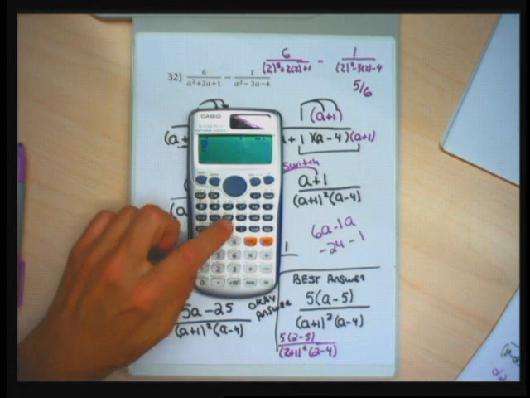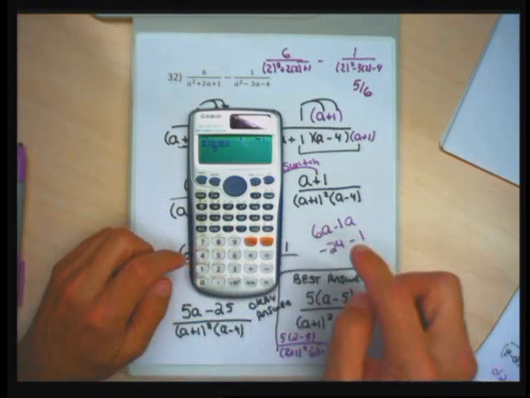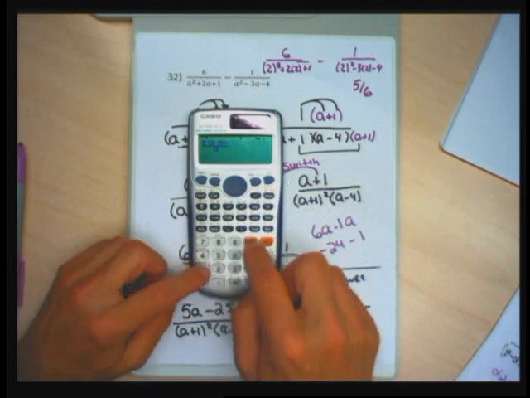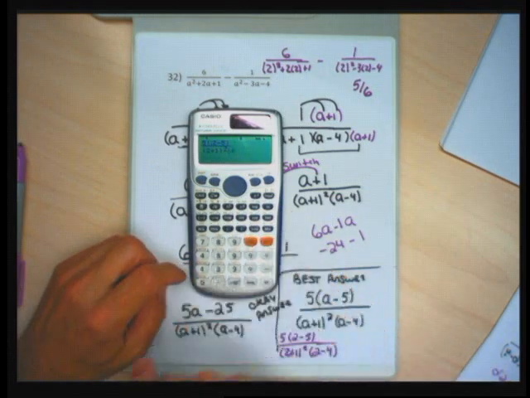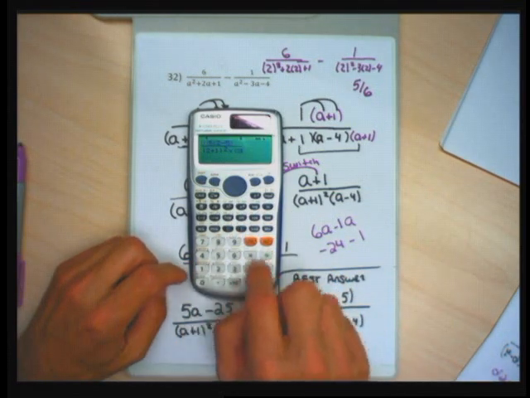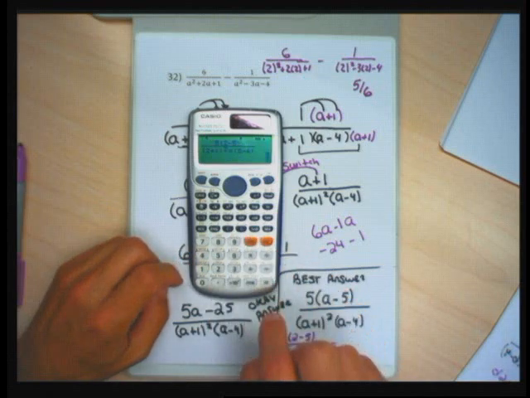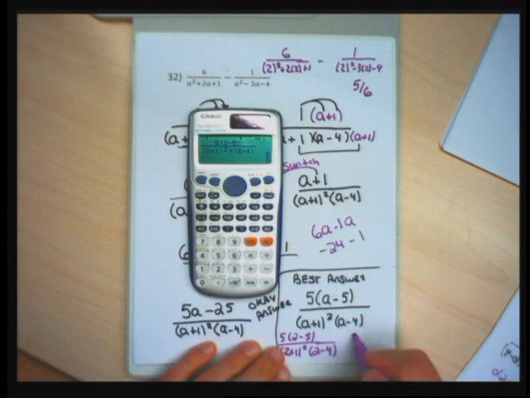So I'm going to go 5 parentheses 2 minus 5 over 2 plus 1 squared. I'm going to put a times sign here. I may not need it. And then 2 minus 4. And I get 5 over 6 again. How lucky.